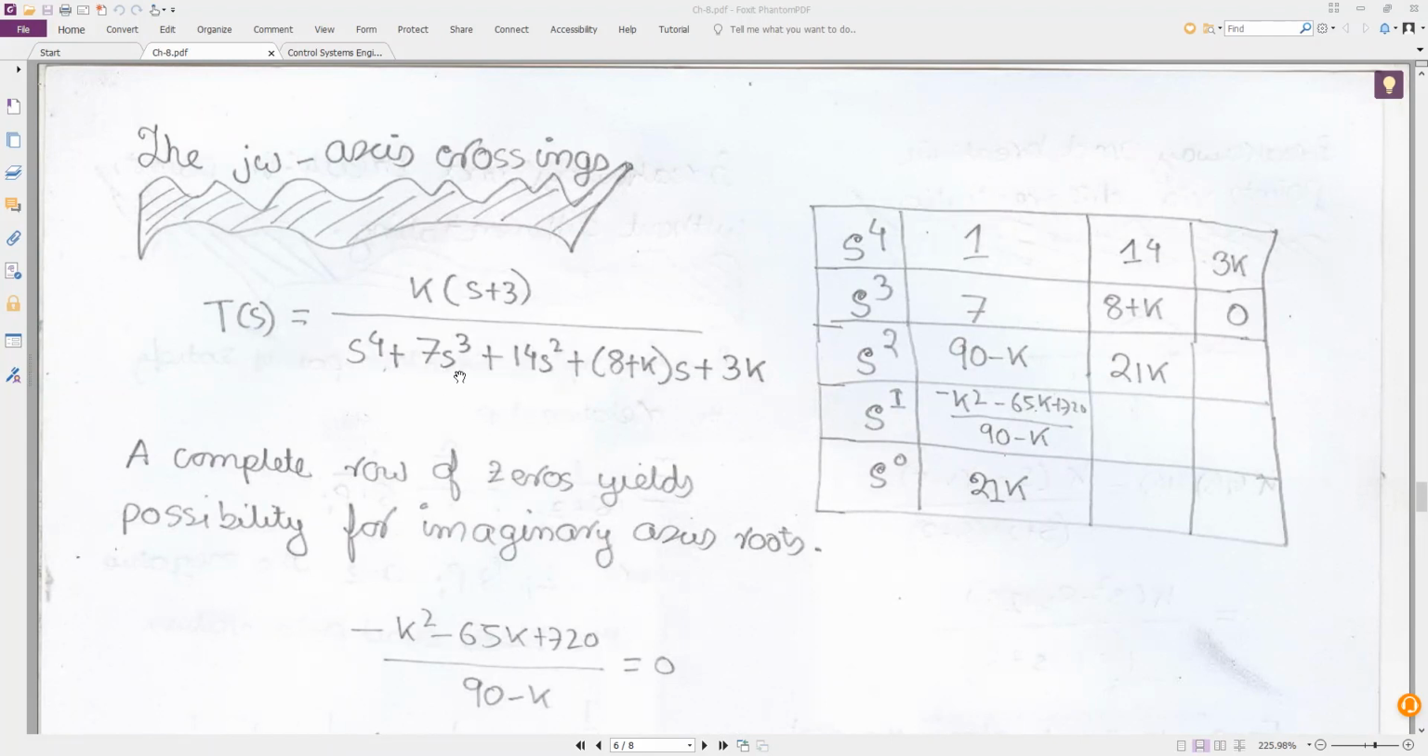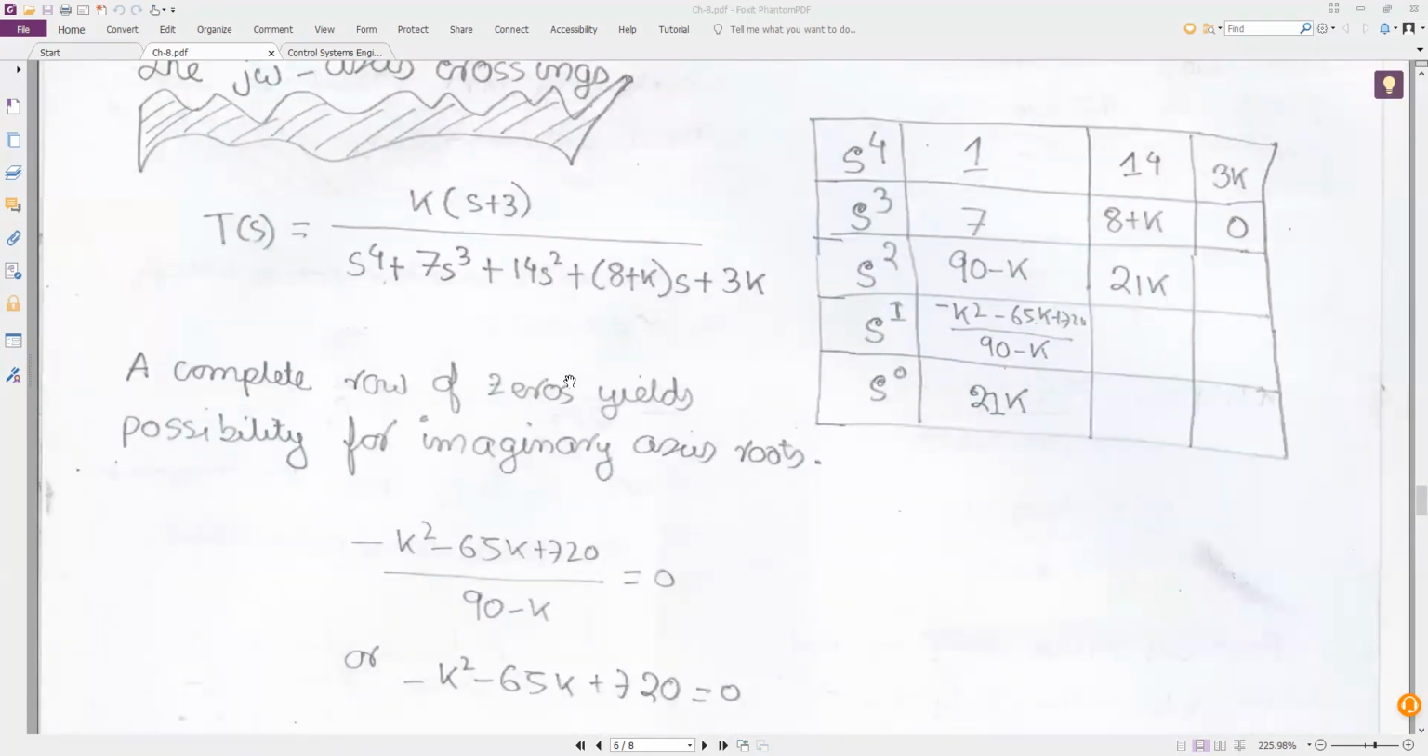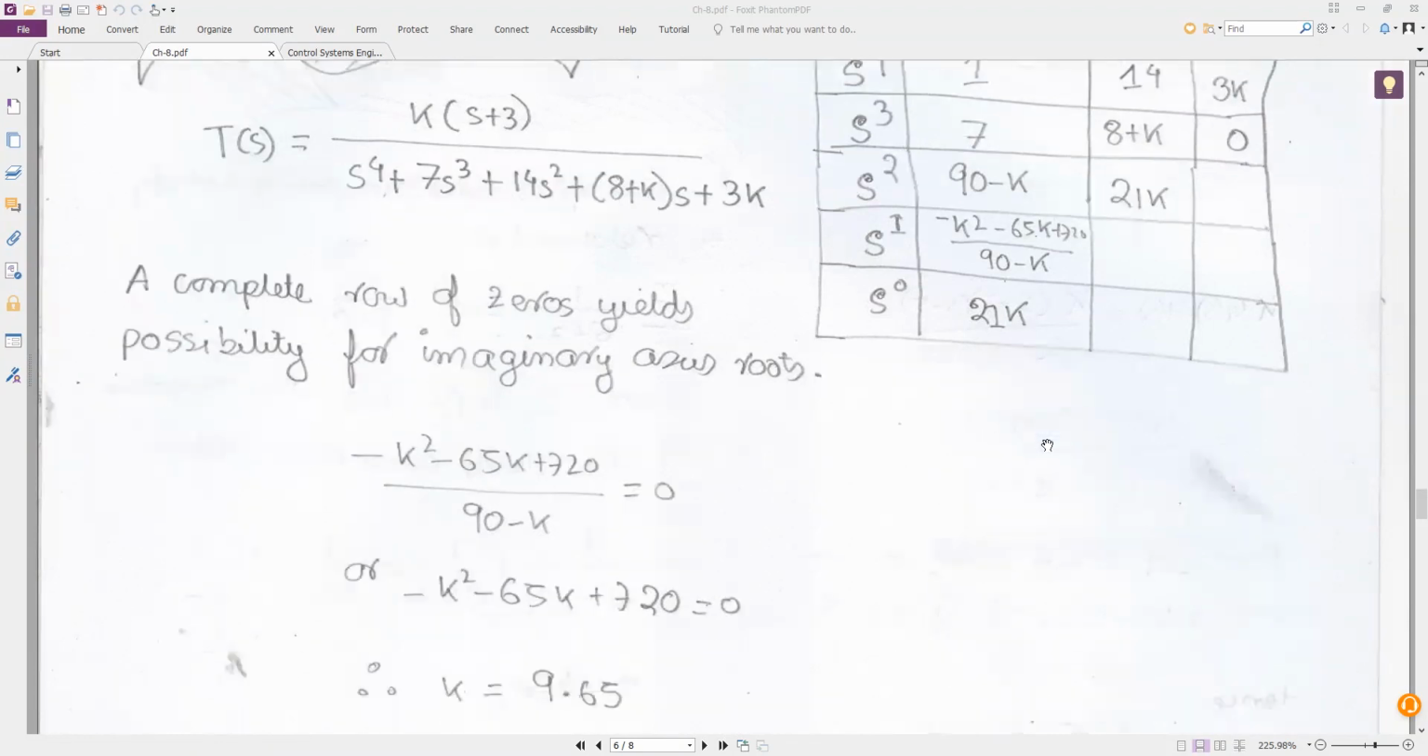First of all, you do the Routh-Hurwitz table. Okay, Routh-Hurwitz criteria: 1, 14, 3k; 7, 8 plus k, 0. Now do the usual simplification, then you find this.